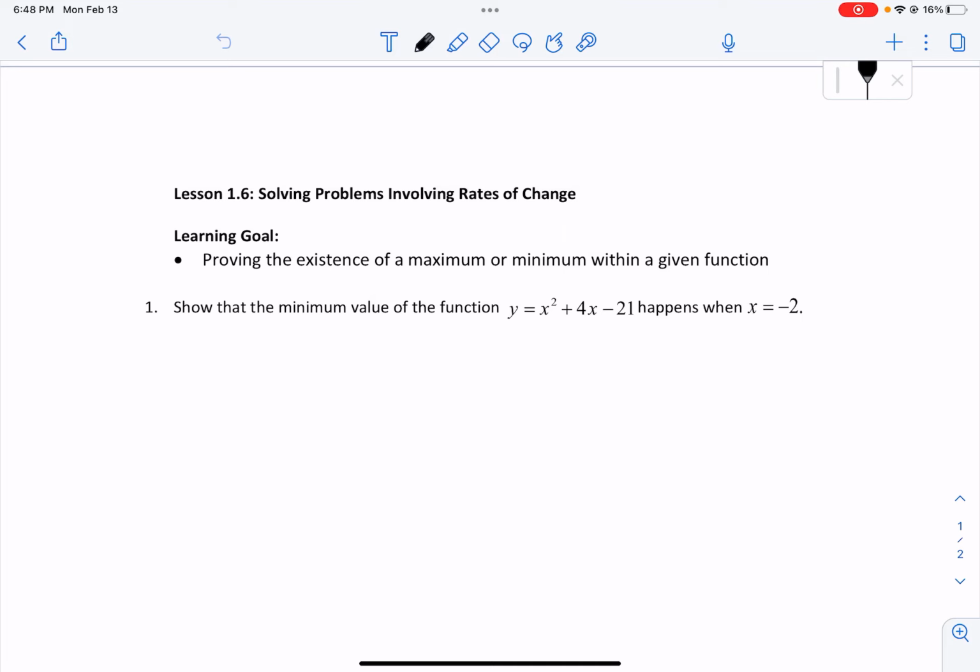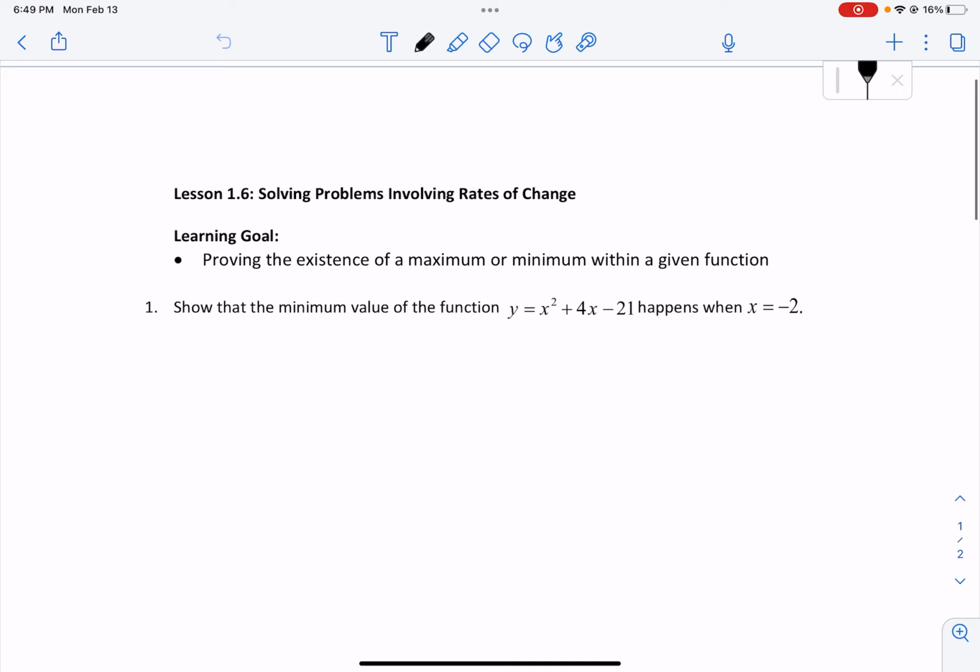Lesson 1.6, Solving Problems Involving Rates of Change. In this lesson, what we're going to do is prove the existence of a maximum or minimum within a given function. Our first question is to show that the minimum value of y equals x squared plus 4x minus 21 happens when x equals negative 2.